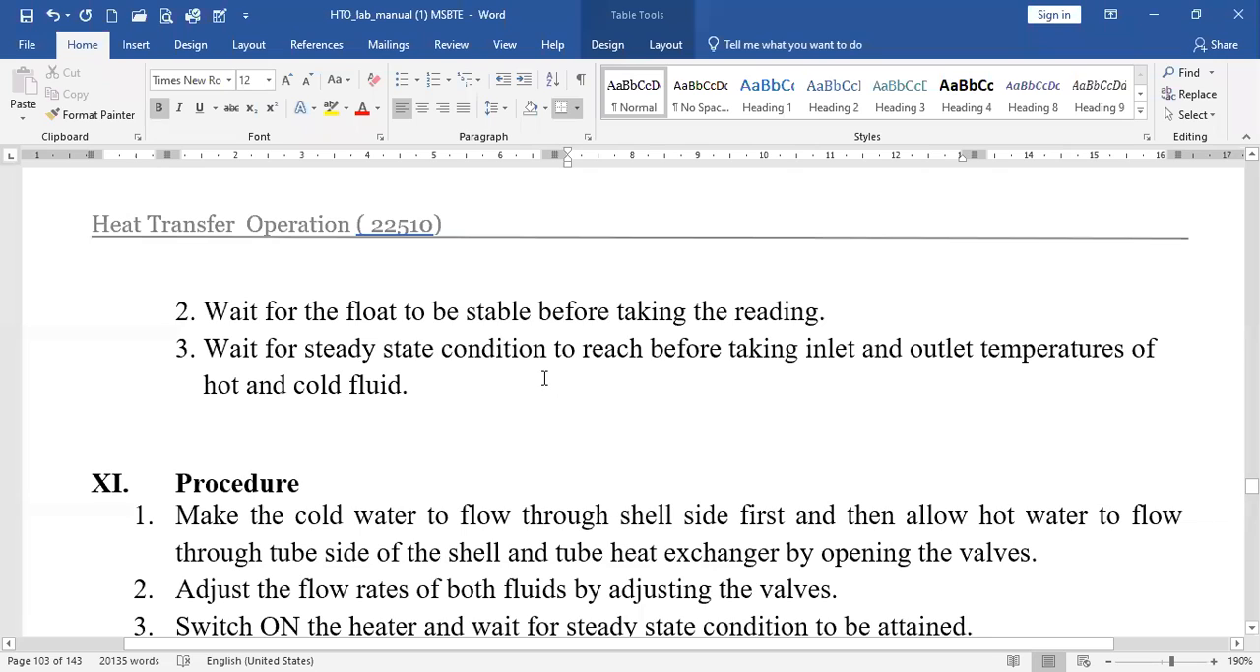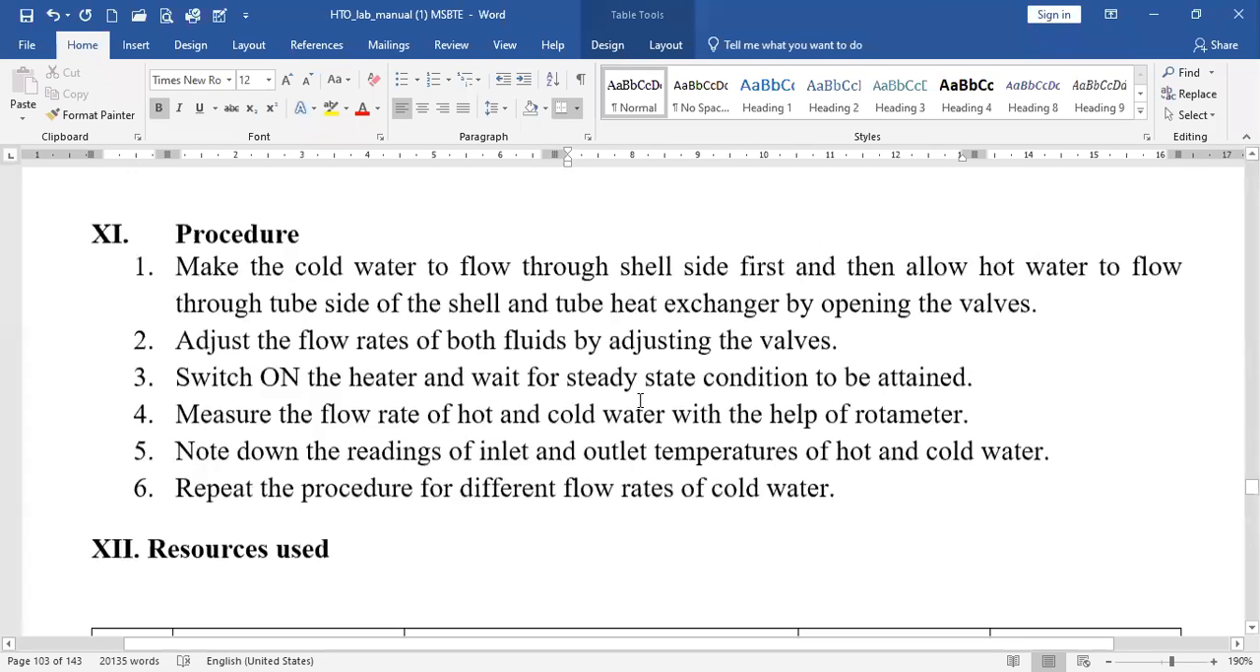Wait for steady state conditions to be reached before taking the inlet and outlet temperatures. So before starting to note down the observations, that is, the inlet and outlet temperatures of hot and cold water, we have to confirm that steady state temperature is reached. Steady state temperature is nothing but that the temperature is not going to change with respect to time.